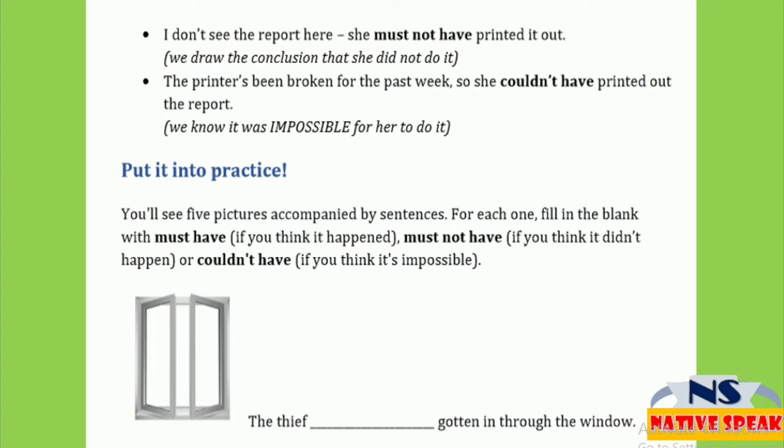Now put it into practice. You'll see 5 pictures accompanied by sentences. For each one, fill in the blank with must have if you think it happened, must not have if you think it didn't happen, or couldn't have if you think it was impossible. Think fast because the answer will appear in a couple of seconds. Ready? Let's go.